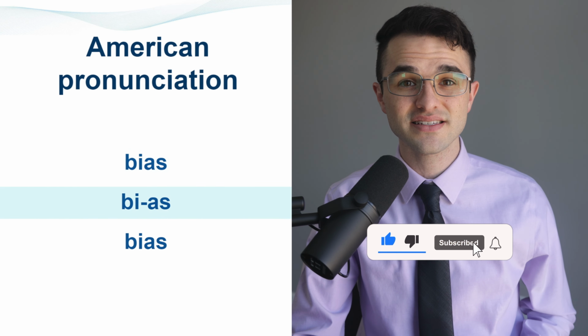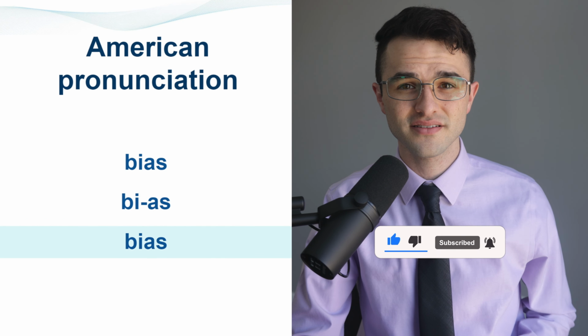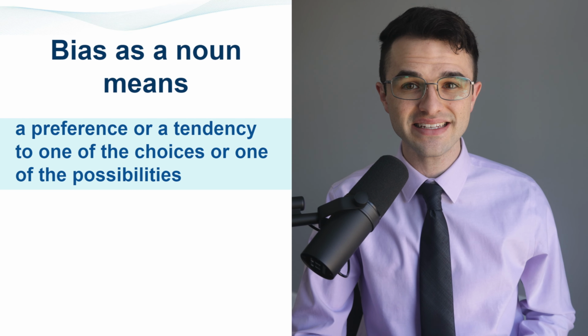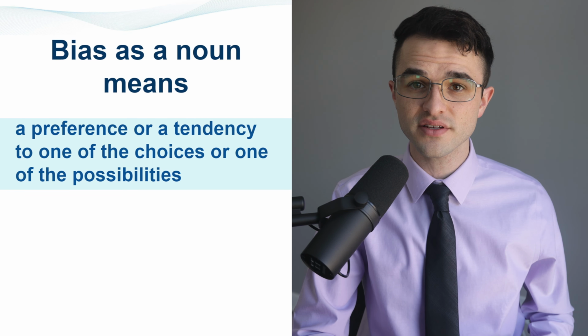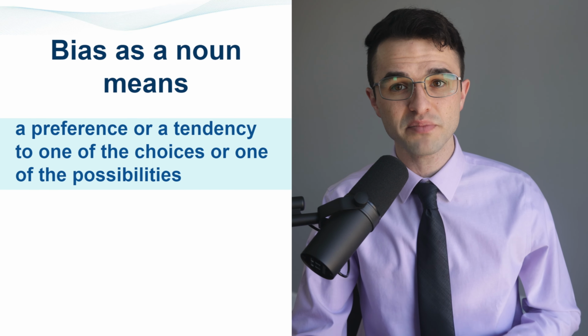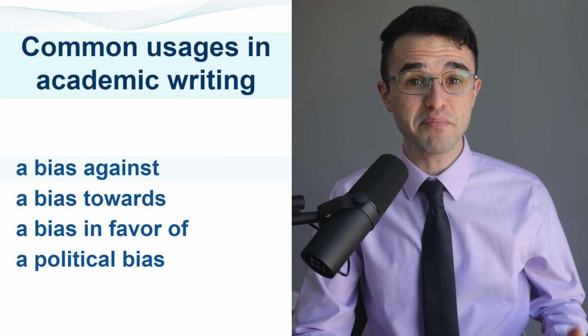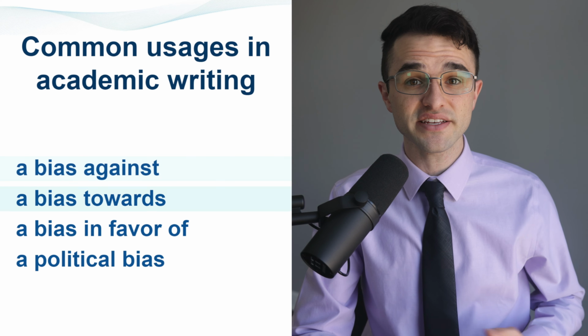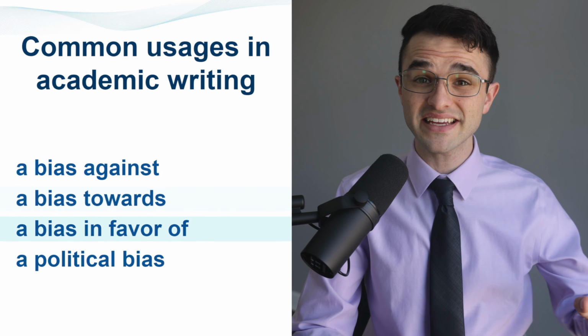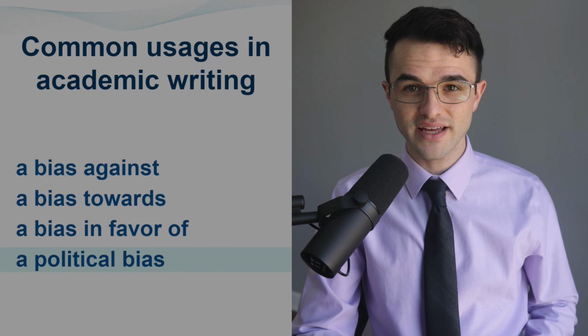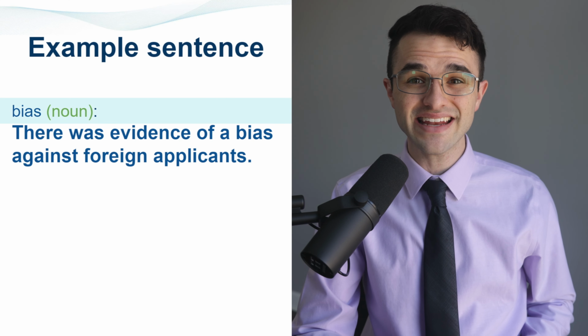Bias. Bias. Bias as a noun means a preference or tendency to one of the choices or one of the possibilities. Common usages in academic writing: a bias against, a bias towards, a bias in favor of, a political bias. Example sentence: bias, noun.